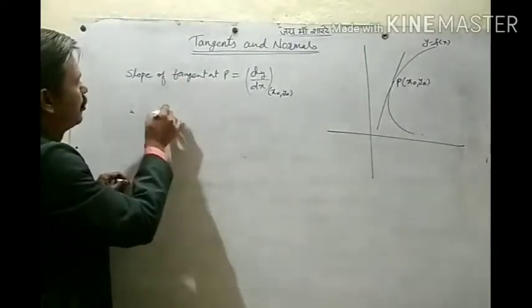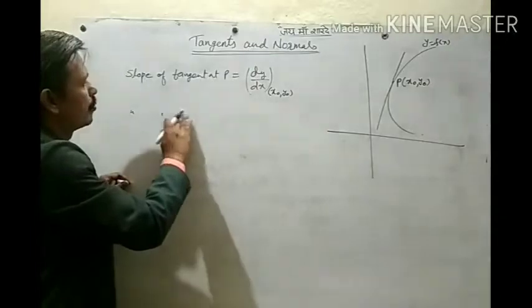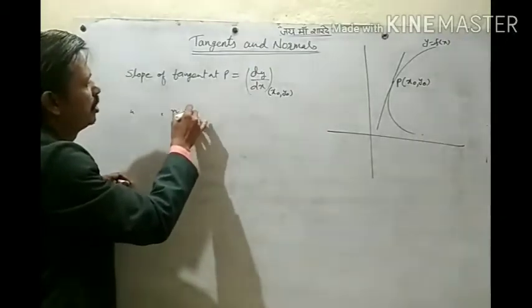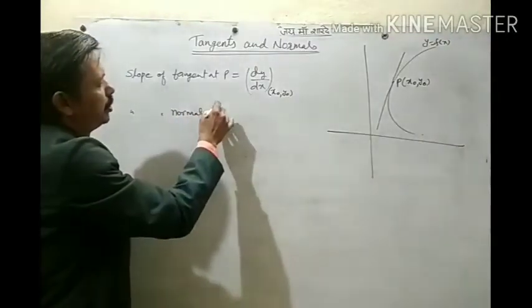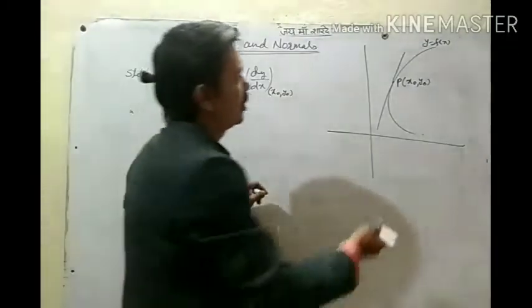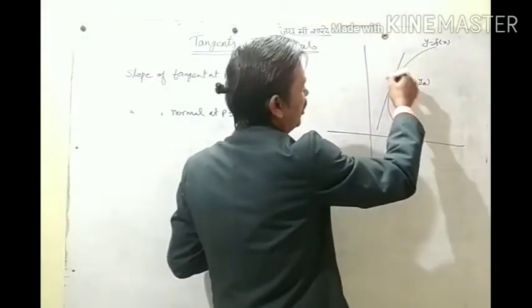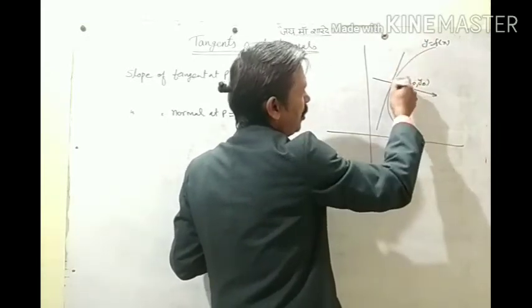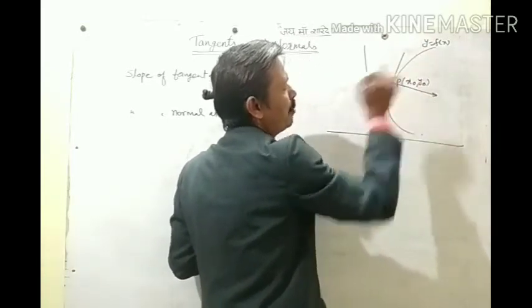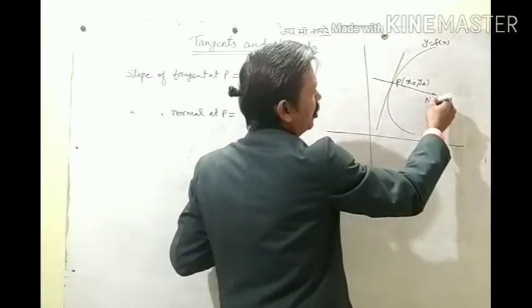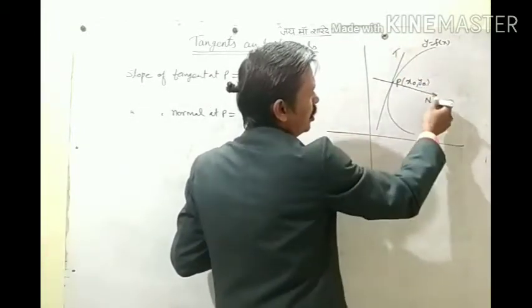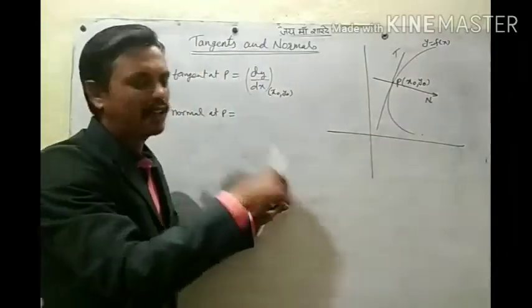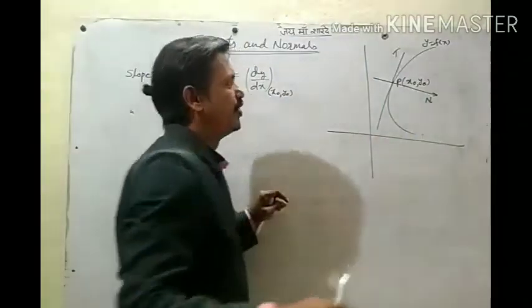Then slope of normal. What is normal? A line which is perpendicular to tangent. So this line tangent is at point P. So we draw a perpendicular at point P. Then this will be our normal. It is tangent. It is normal. A line perpendicular to tangent is called normal.